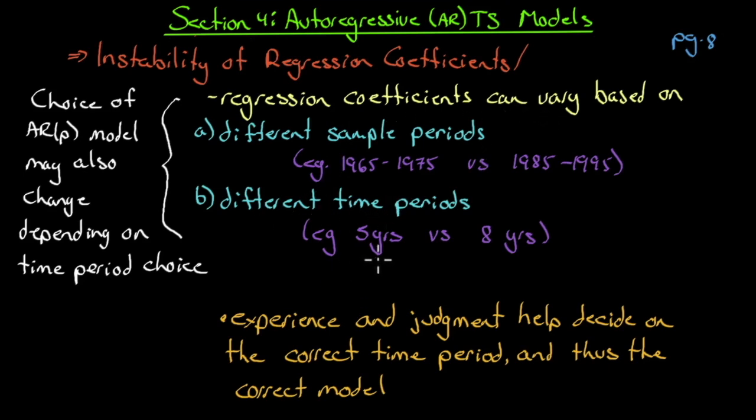Let's say we took a time period of 5 years and observed a variable and did a model, an AR1 model, let's say, and looked at the coefficients versus maybe 8 years or 10 years or 12 or 3 or 2.